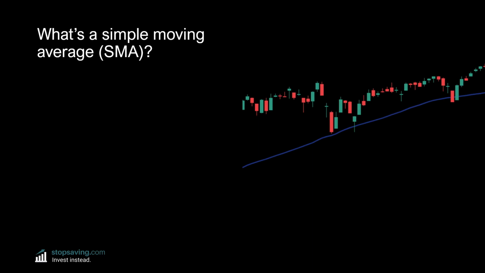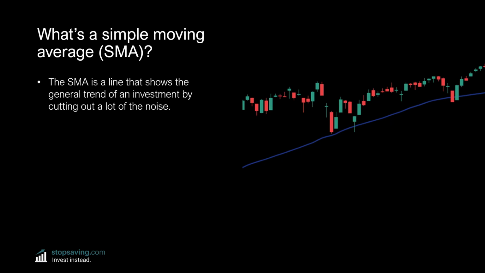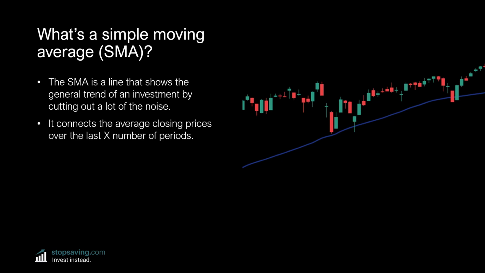So let's begin by answering the first simple question, which is, what is a simple moving average? Well, it's basically a line that shows the general trend of an investment by cutting out the noise. But unlike the trend lines we covered in an earlier video, moving averages and their lines will twist and turn as the price action evolves. That's because they connect the average closing prices of the last X number of trading periods.